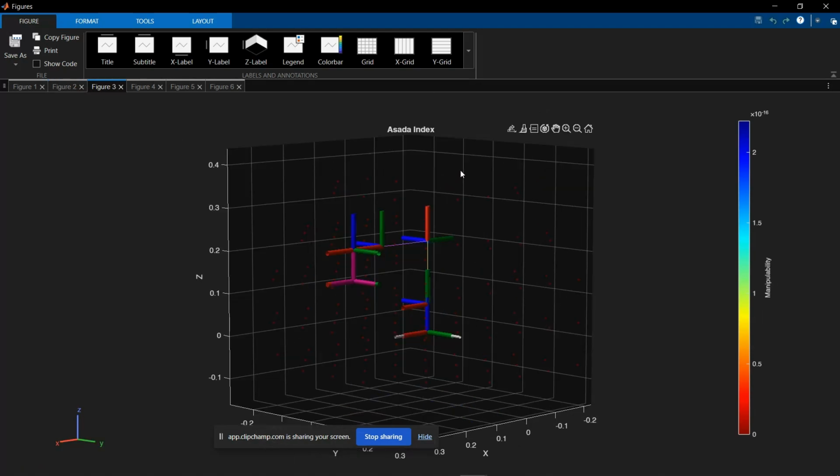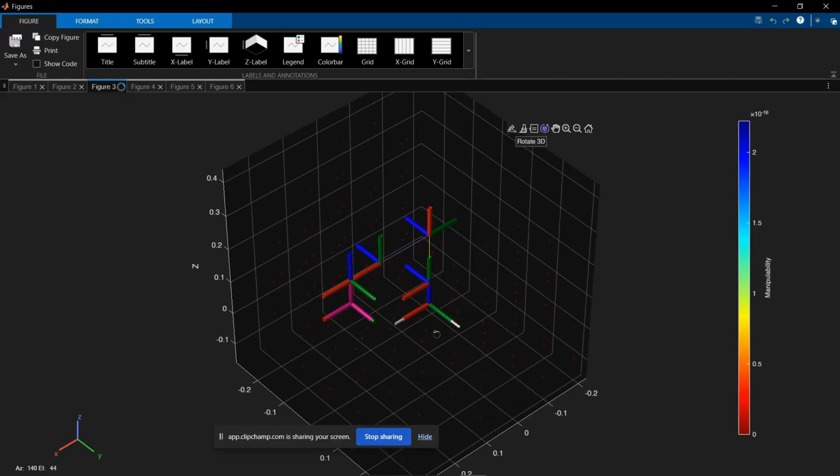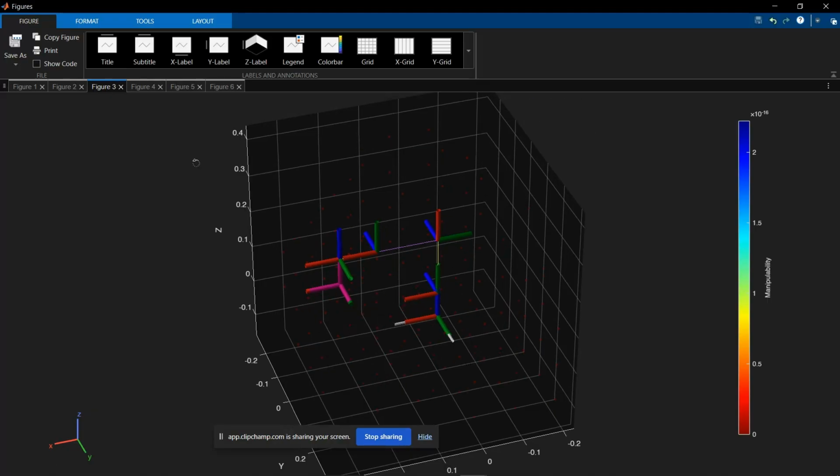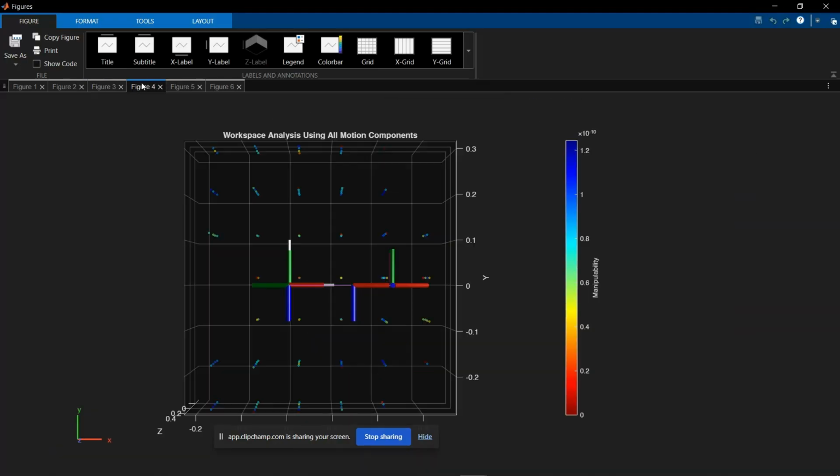And then also the Asada index, which tells us how much of the force of the robot would be transferred to the joints. So these red dots represent those forces. And these are the workspace analyses for all the motion components. The same thing as in the XY linear grid.